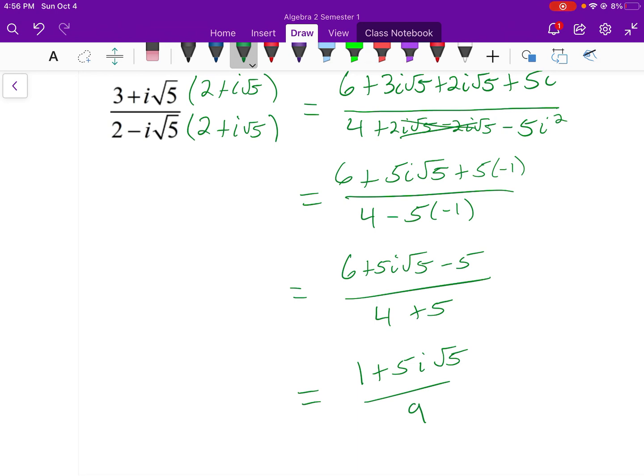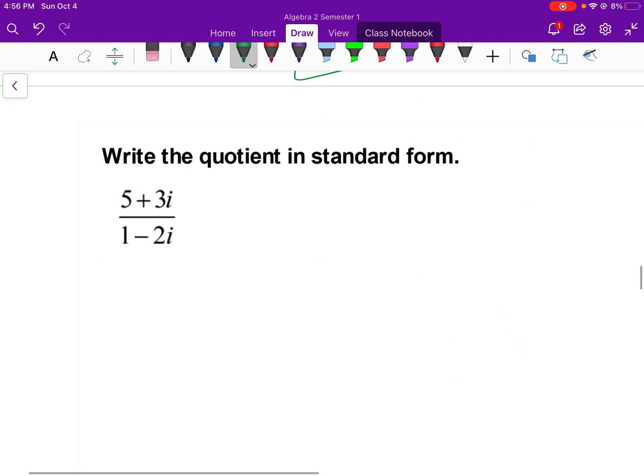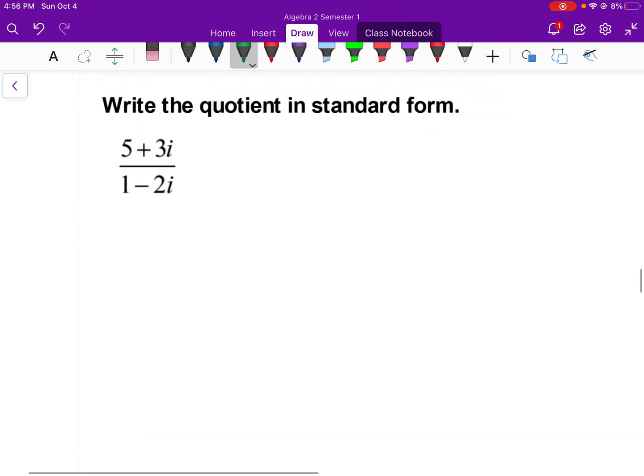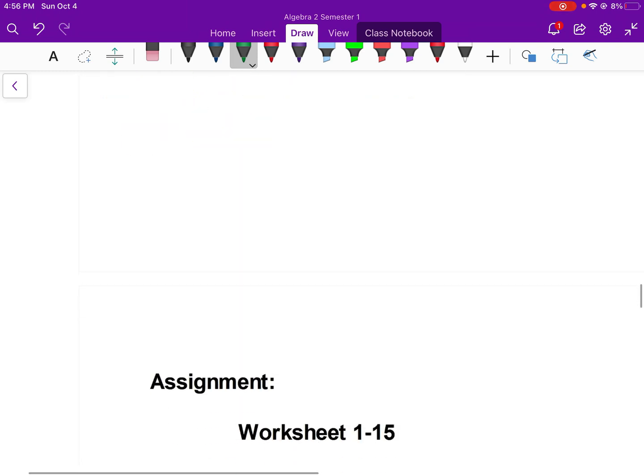Now, again, we are not technically in standard form yet. Separating those, so 1/9 plus 5i root 5 over 9. We'll leave that one. But just remember, when we're doing complex numbers, real, then the imaginary. And if you have it like this, make sure to separate the two into its real part and its imaginary part. Just real quick, in this case, you would multiply by 1 plus 2i. Again, that's the conjugate of the denominator.